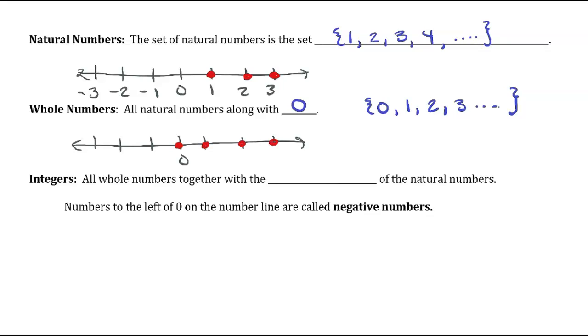Let's talk about integers. Integers are the whole numbers together with the opposites of the natural numbers. Well, what do we mean by opposites? We mean negative, or the opposite side of 0 on the number line.